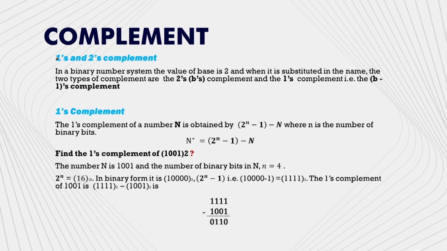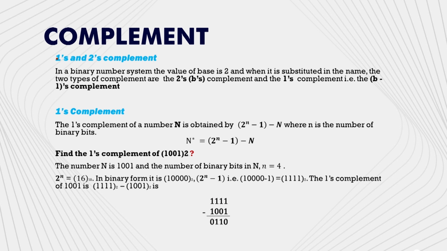So, we will go for an example. Find the 1's complement of 1001, the binary number 1001. How many bits does this binary number have? It has 4 bits. So, 2 raised to 4 is the decimal number 16. How will you represent the decimal number 16 in binary? It is 1 with four 0s. Then you subtract 1 from it, that is 16 minus 1, which is 15, and in binary representation it is 1 1 1 1.